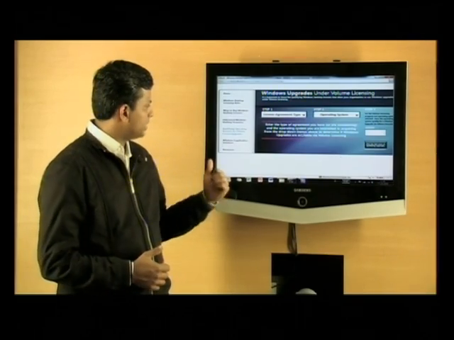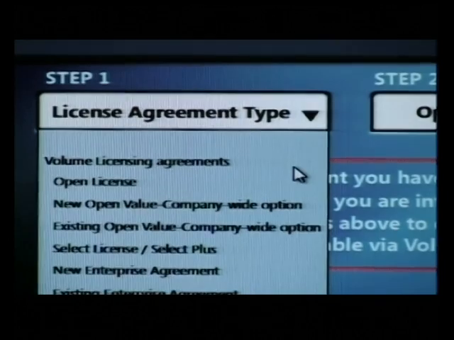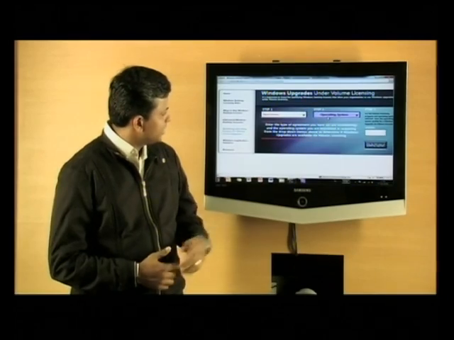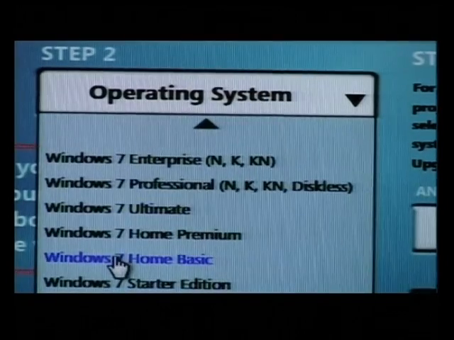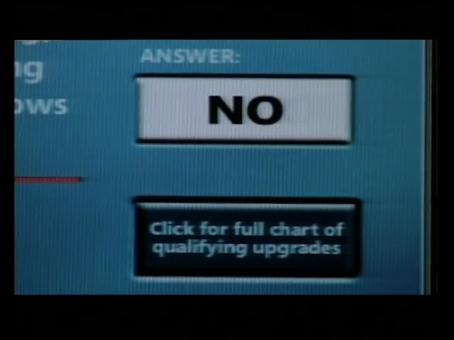I'll just pick a quick example here. So if you dropped the menu down and picked open license, and then looked at trying to go and select Windows 7 Home Basic as an operating system, there it popped up the answer saying no.